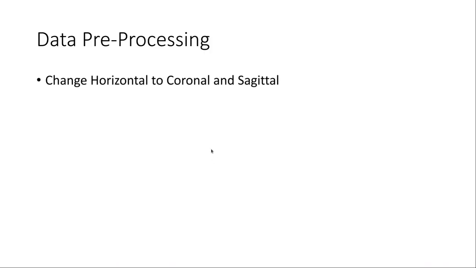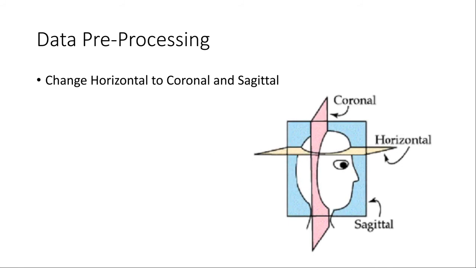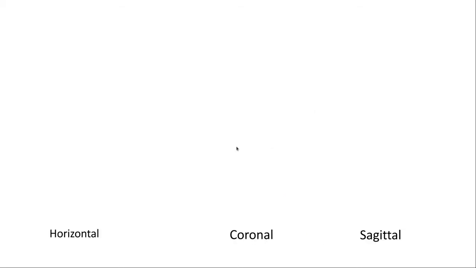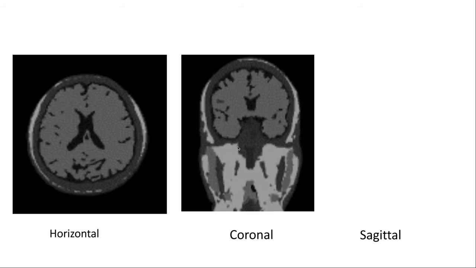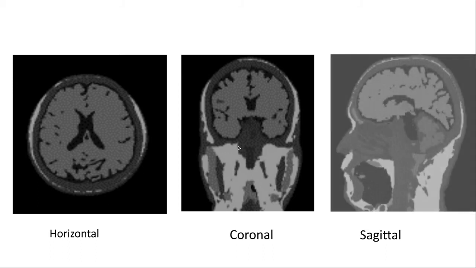However, this data consists of only one cross-sectional plane, which is the horizontal plane. I preprocessed the data to get another two cross-sections, which are coronal and sagittal planes, in order to deliver the three dimensional visual views of the brain. This is the preprocessed data. The first one is the horizontal plane, the second one is the coronal plane, whereas the last one is the sagittal plane.